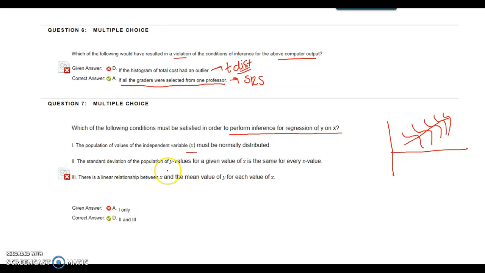So the standard deviation of the y values for a given value of x is the same for every x value. All that means is that the standard deviation of y values is going to be the same for every single one of these. All these little normal curves you have, the standard deviation will be the same.